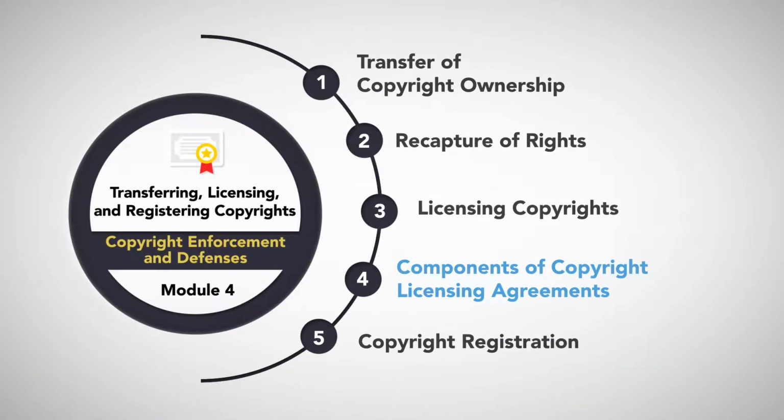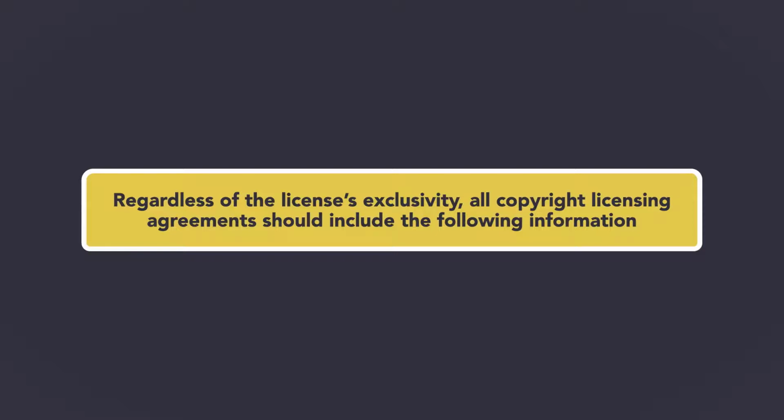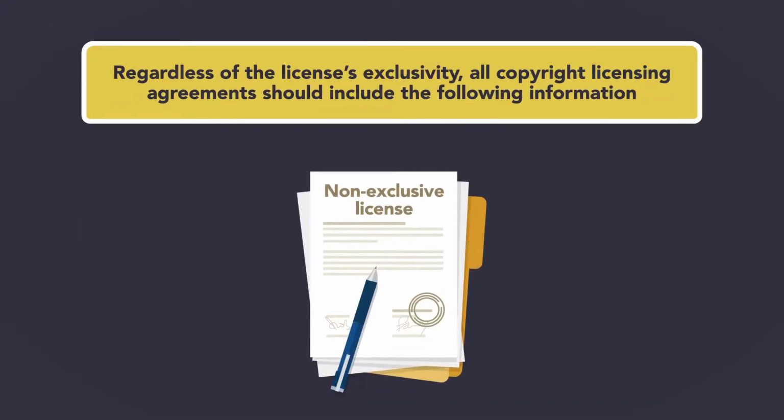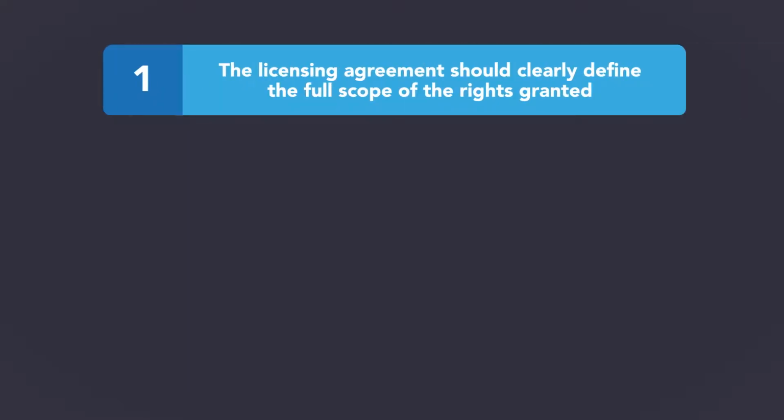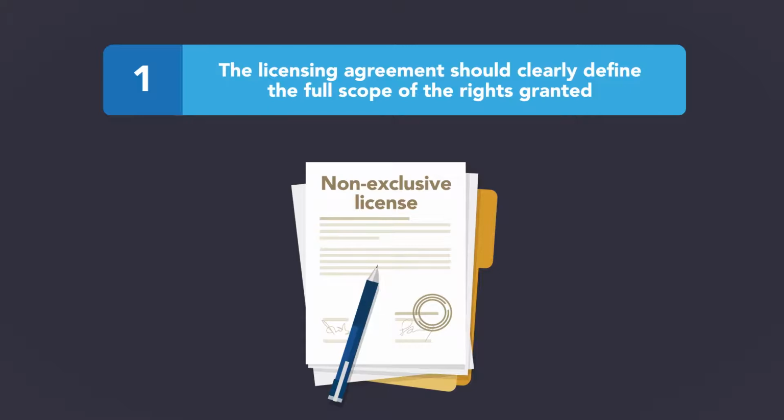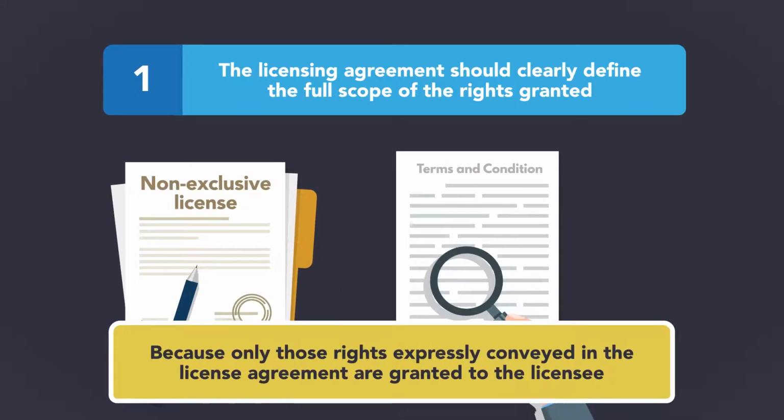Components of copyright licensing agreements. Regardless of the license's exclusivity, all copyright licensing agreements should include the following information. First, the licensing agreement should clearly define the full scope of the rights granted, because only those rights expressly conveyed in the license agreement are granted to the licensee.